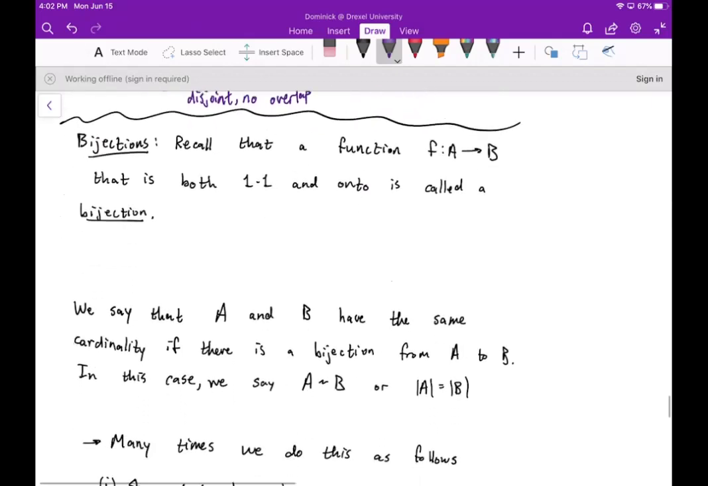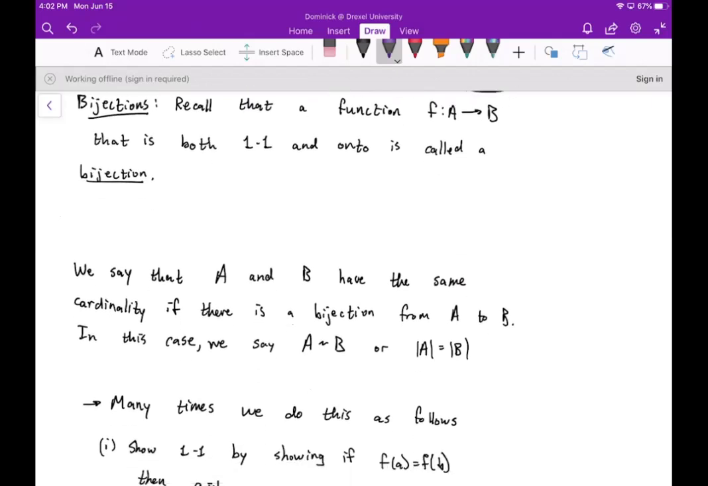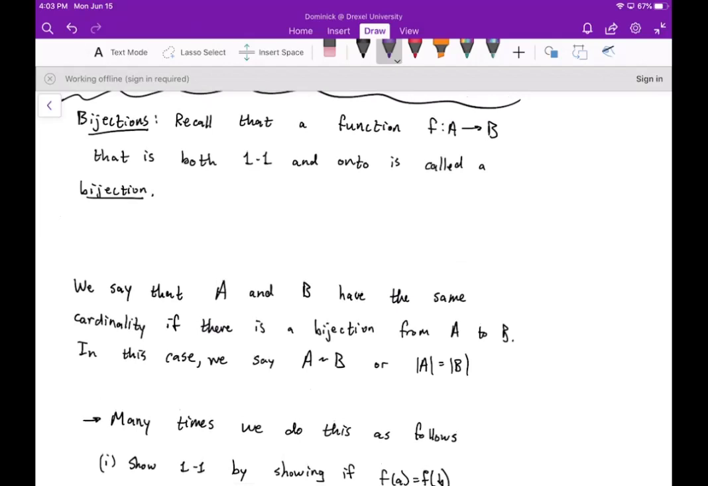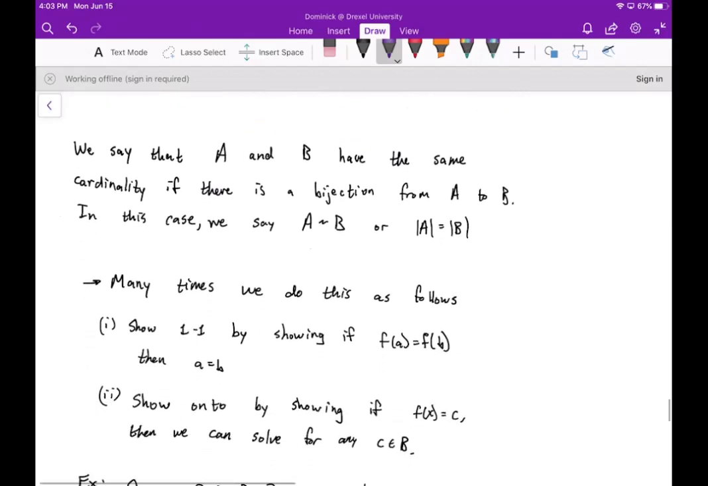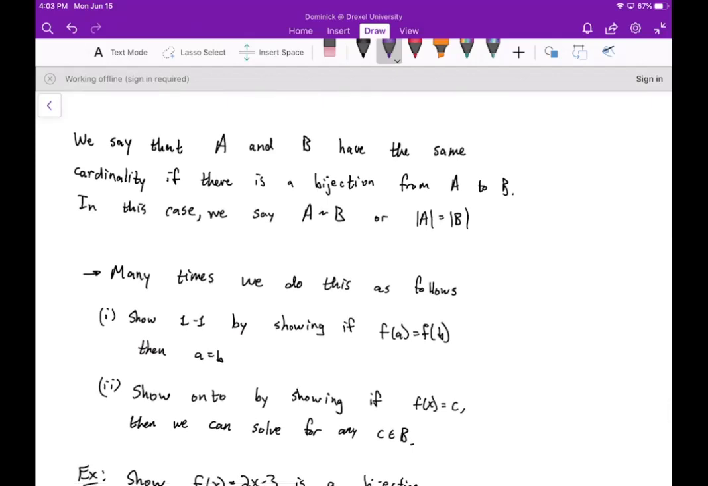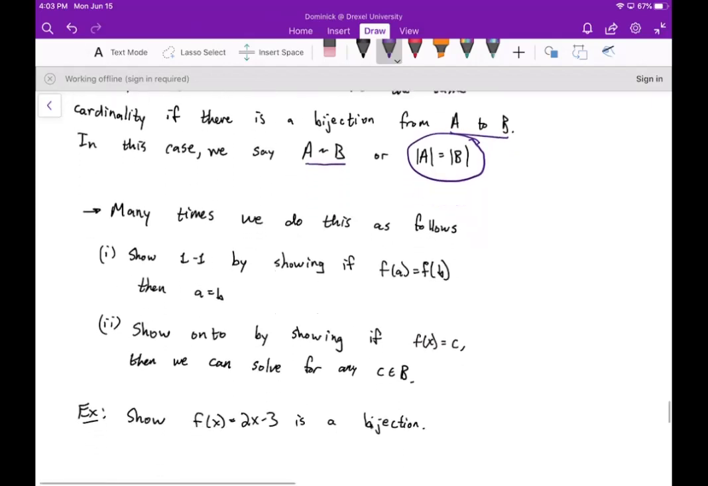Okay, now we're going to talk about bijections a little bit more. We talked about bijections a little bit in a previous video, but I want to come back and do that a little bit more. Remember that a function that goes from A to B that is both one-to-one and onto is called a bijection. So we say that A and B have the same cardinality if there is a bijection from A to B. In this case, we'll use the equivalent sign between A and B, or most of the time, I'll actually use the absolute value of A equals the absolute value of B, which really just means the size of the set is the same.